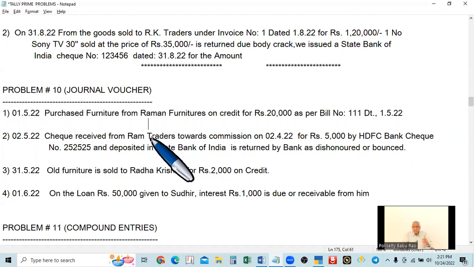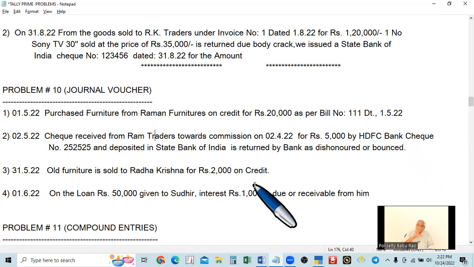So Ram Traders gave the check. That's why we will give the check back to them, and we will take the money again. If they have the cash, or they may give another check, whatever it may be, we have to go to Ram Traders and get the money. That means since the check is dishonored, the amount is not received, so Ram Traders will have to pay us again. That is why now he will become a debtor.